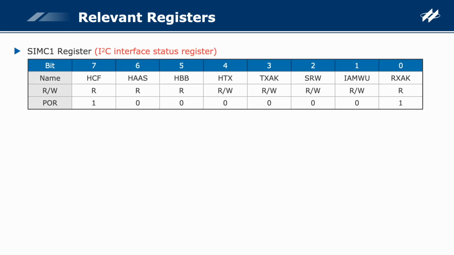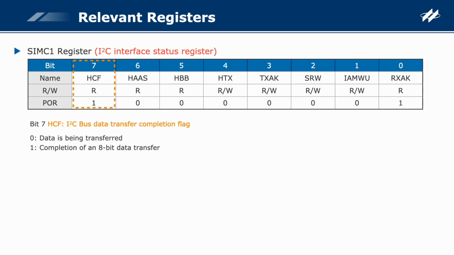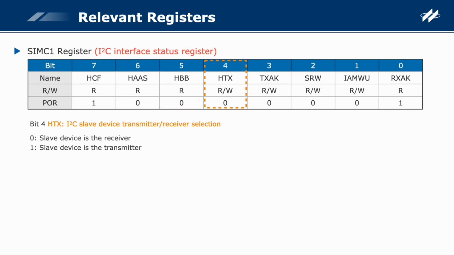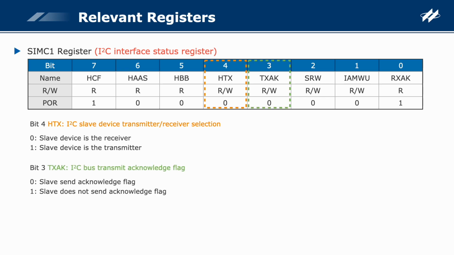The SIMC1 is the I²C Interface Status Register. The HCF bit is the I²C Bus Data Transmission Complete flag, which is read-only. The HAS bit is the Address Match flag and is read-only. The HBB bit is the Bus Busy flag and is read-only. The HTX bit supports read and write, and is the Slave Operation Mode bit. The TXAK bit supports read and write.